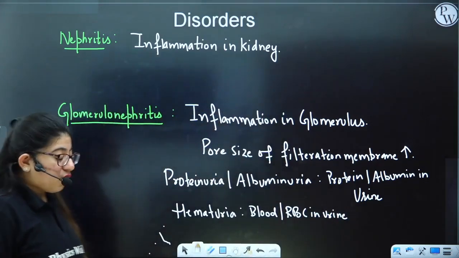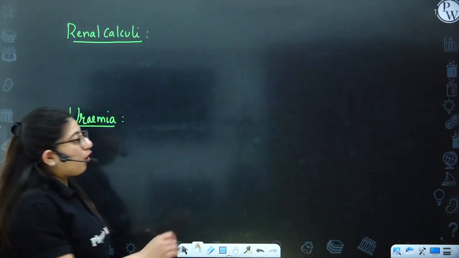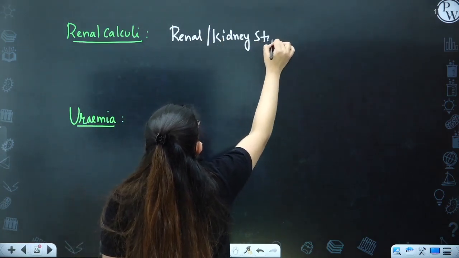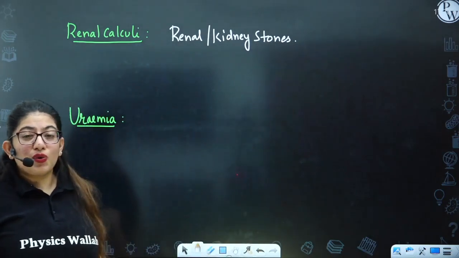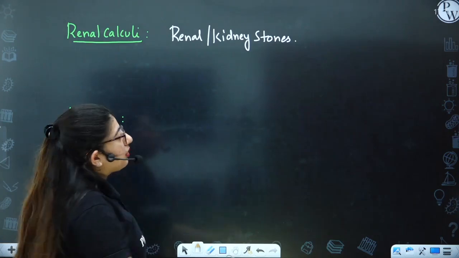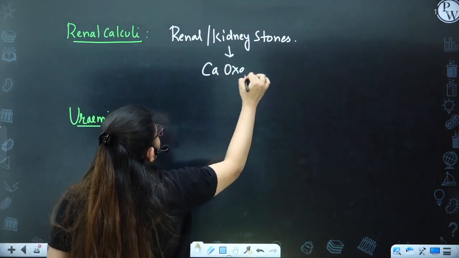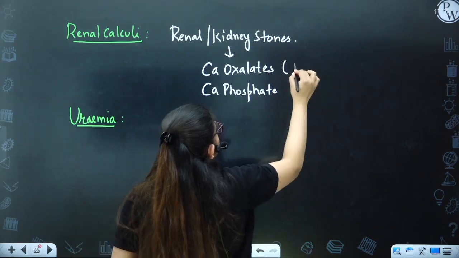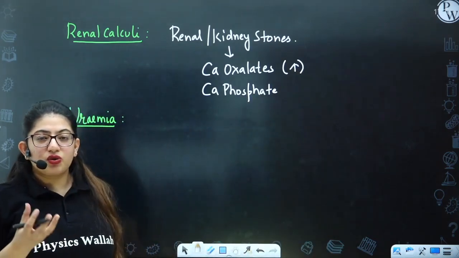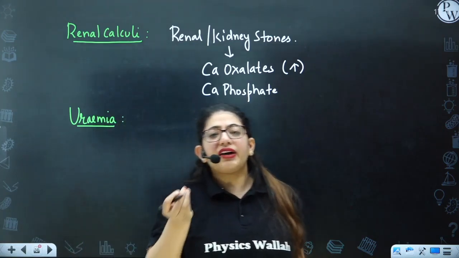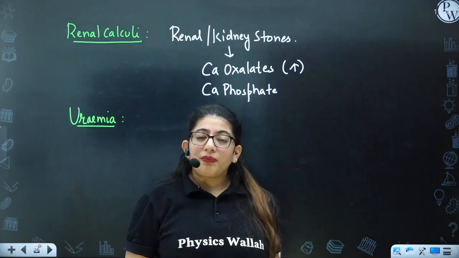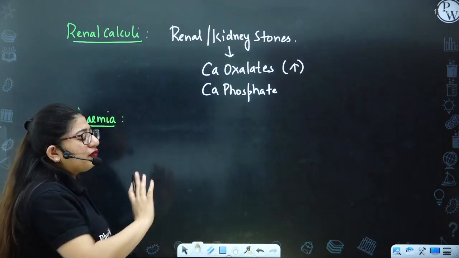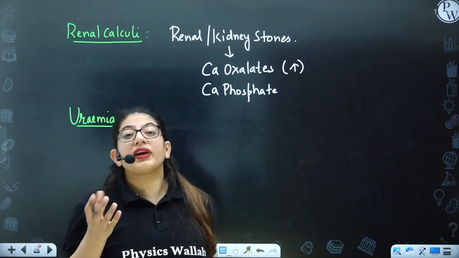Alright. Next disorder that we have is renal calculi, commonly known as renal stones or kidney stones. You have heard of these renal stones or kidney stones? Yes. These are stones made up of calcium, mostly calcium oxalate and sometimes calcium phosphate. These salts will then form the stones, kidney stones. And why are kidney stones bad? Because they will block your renal pelvis, your ureter, right? And cause inflammation. And it's really very painful. So sometimes with the help of medicines these are removed, or sometimes with operations or laser surgeries.